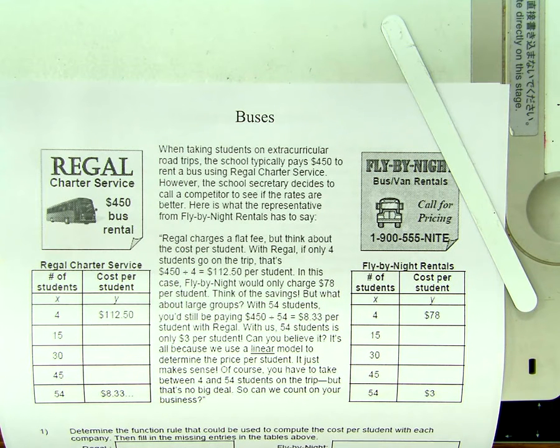Regal charges a flat fee, but think about the cost per student. With Regal, if only 4 students go on the trip, that's $450 divided by 4, which is $112.50 per student. In this case, Fly By Night would only charge $78 per student. Wow, that seems crazy, doesn't it?